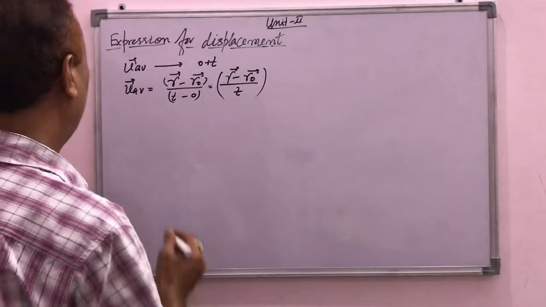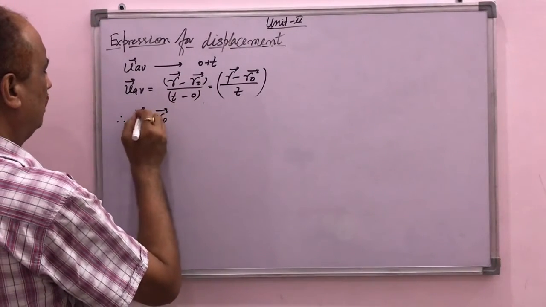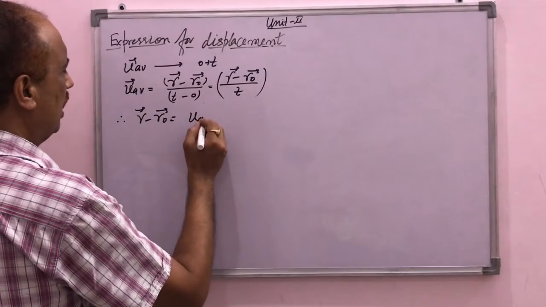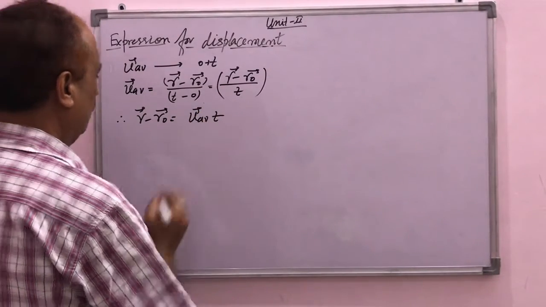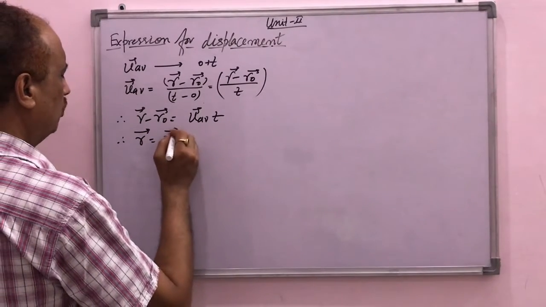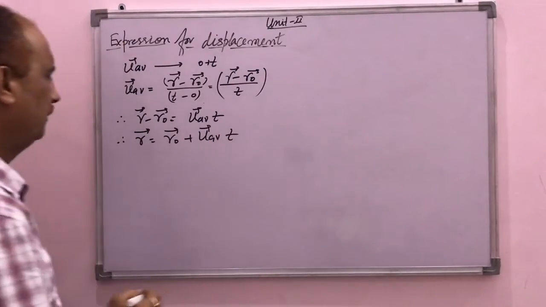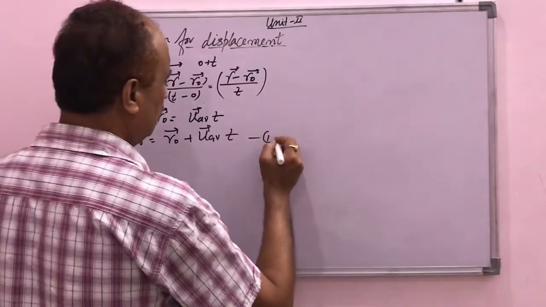Now cross multiply and we write the equation for R minus R naught vector. It is equal to V average vector into t. Therefore vector R will be equal to R naught vector plus V average vector into t. So this is equation number 1.